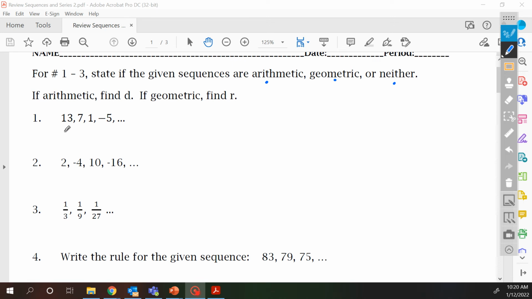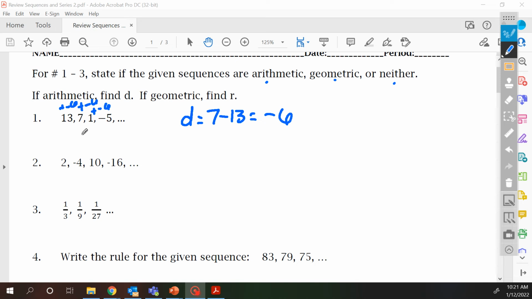All right, so 13, 7, 1, negative 5. If I look at this, I kind of think this has a common difference, because it's going down pretty steadily. So let me take a look at what the common difference might be. Let me do the second term minus the first term, 7 minus 13, which is negative 6. So let's see, is it going down by negative 6 each time? 13 plus negative 6 is 7, of course. 7 plus negative 6 is 1. Yep, that works. 1 plus negative 6 is negative 5.